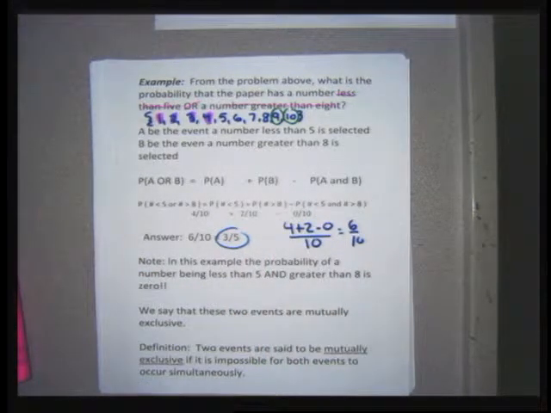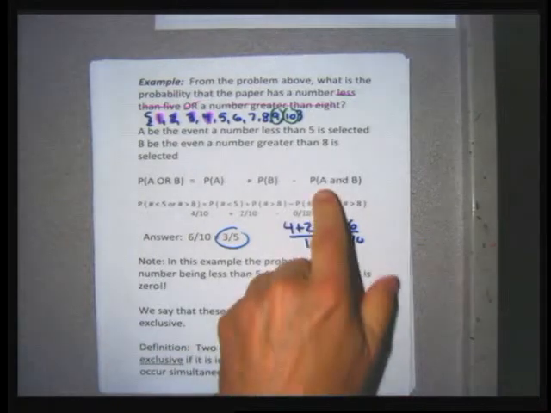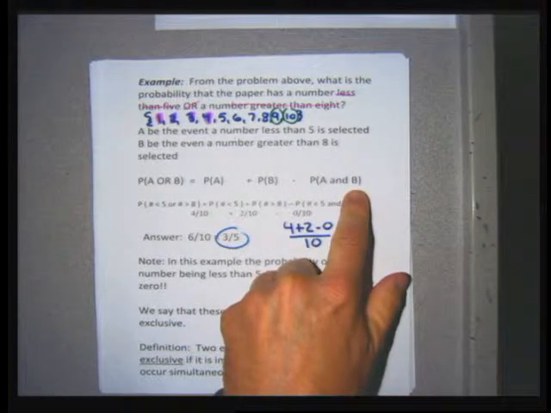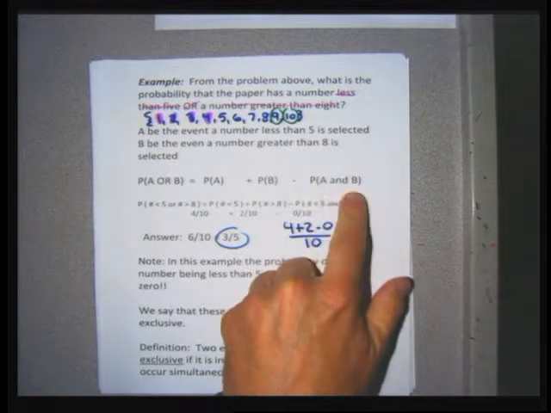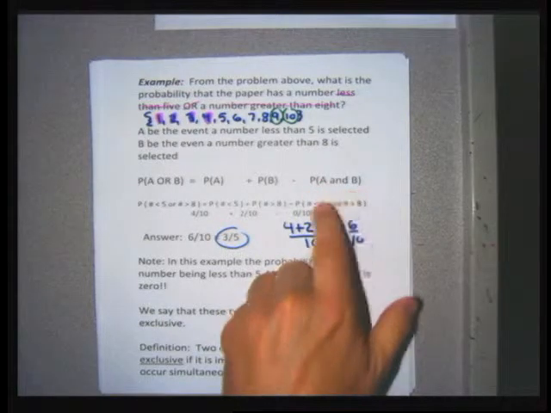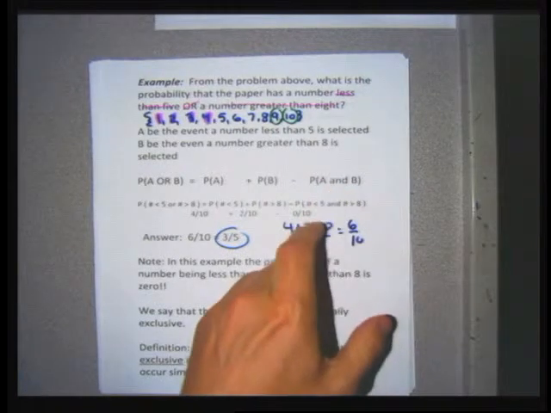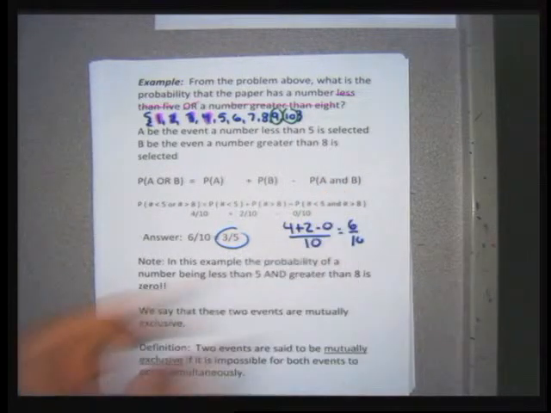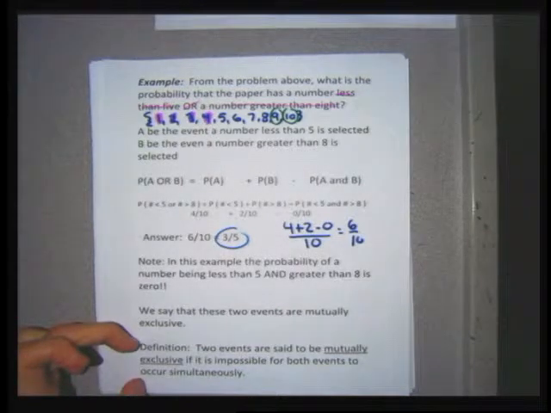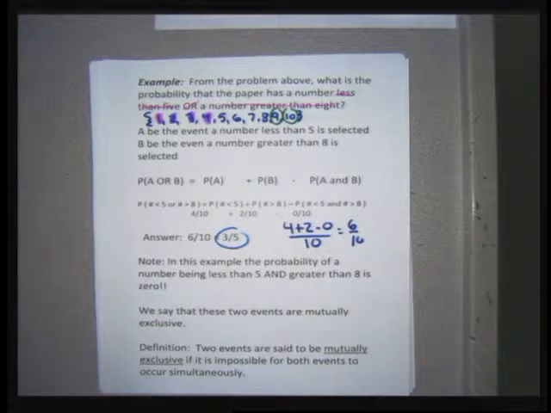The reason this problem is in here is because I wanted to talk about a word that we don't really need to know, but it's probably nice just to mention. So in this problem, because the probability of A and B happening together is 0, the fact that there is no number that's both less than 5 and greater than 8, we say the two events are mutually exclusive. That is, if it's impossible for both events to happen simultaneously, those events are called mutually exclusive, which means if one happens, the other can't happen, essentially.